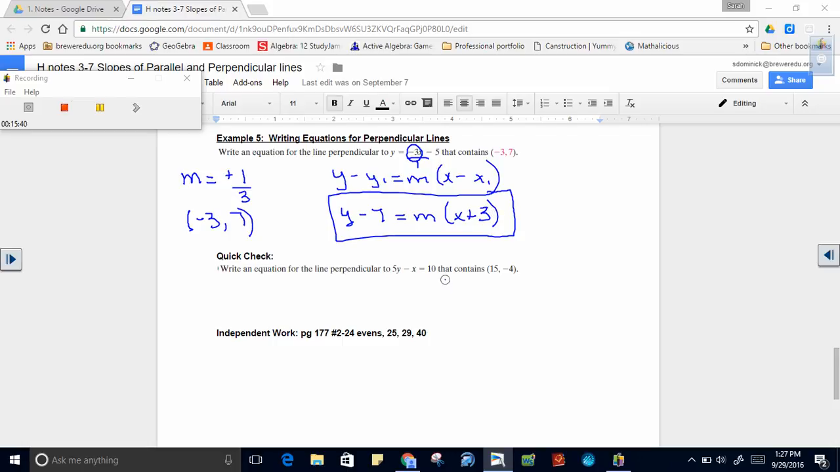Quick check, I'm going to do a similar thing. The difference is, this isn't in y equals mx plus b form, so I would manipulate it to be that. You are not going to be able to do the trick that I showed you for standard form because it's not in standard form. The x term isn't first, and the x term will be a negative.